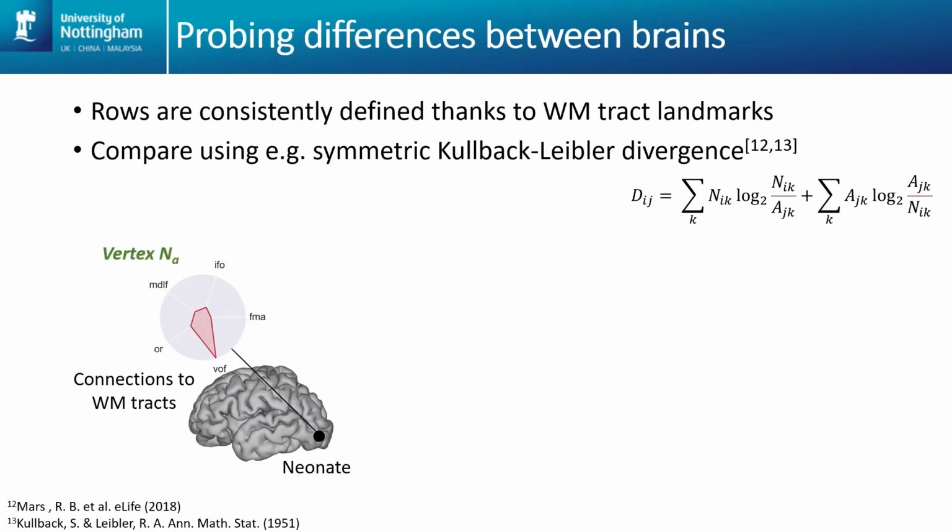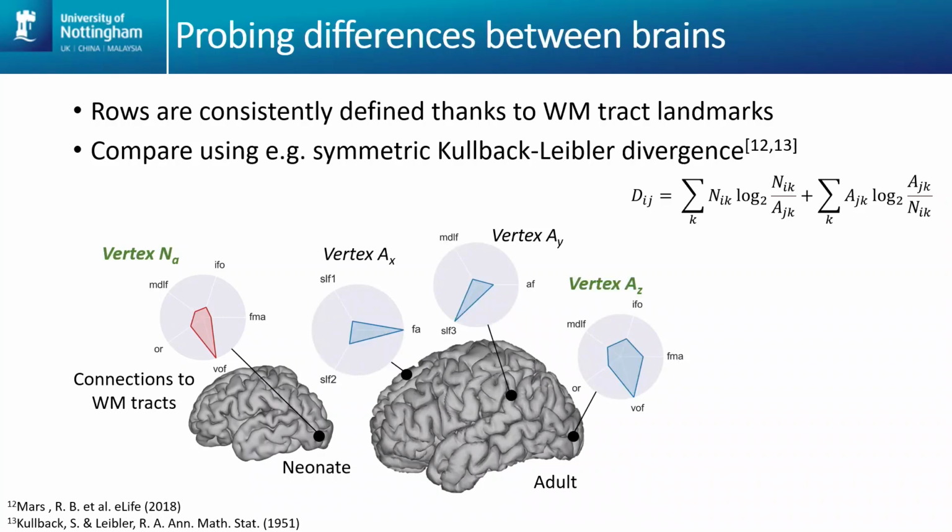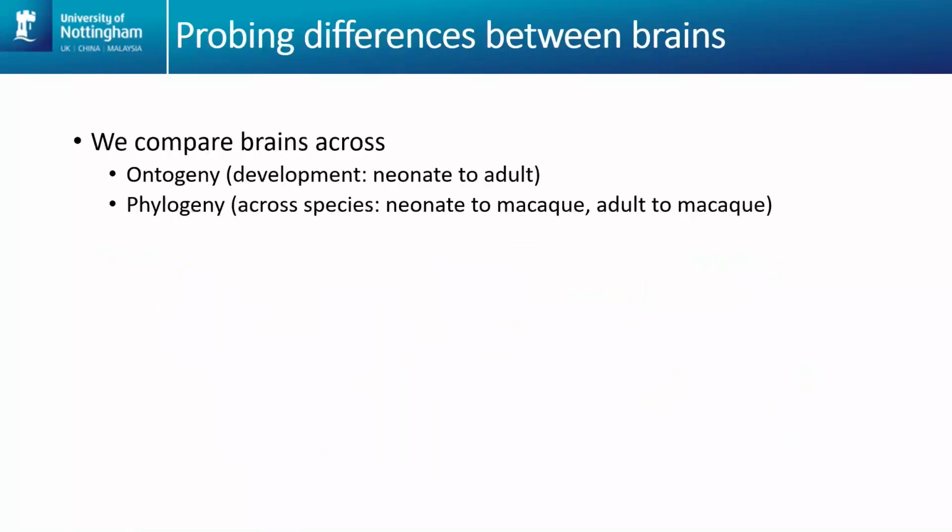So for example, we could take a vertex in the occipital cortex of the neonate, and we could use KL divergence to sweep through the adult brain until we find the best matching vertex, and that would be minimizing our KL divergence. And we could repeat this for the macaque brain. And we would find three vertices with strong projections to the occipital tracts, for example. So we use this approach to build maps of the minimum KL divergence.